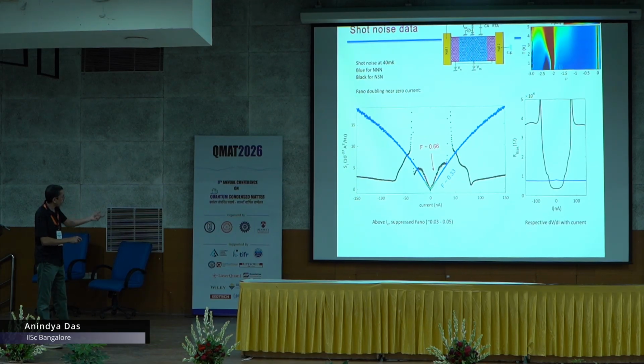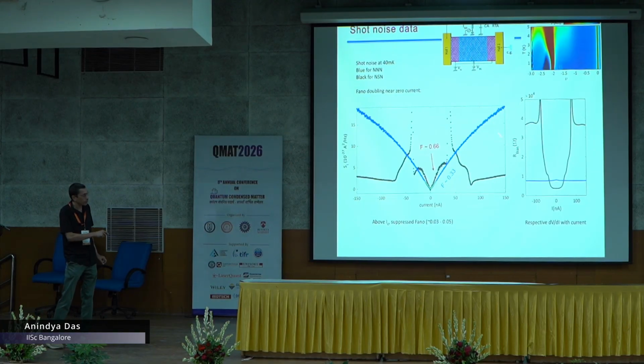And as soon as you do that, now you see the noise. This is your black data for the NSN junction, and you can see the noise Fano gets doubled, instead of 0.33, 0.66. And most importantly, above the critical current, you see the noise is highly suppressed compared to the Fermi liquid part, and this is highly anomalous in nature.